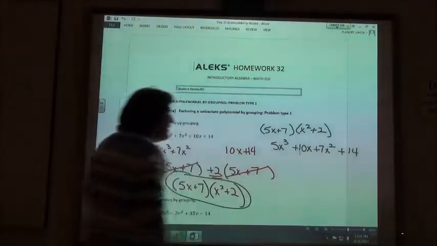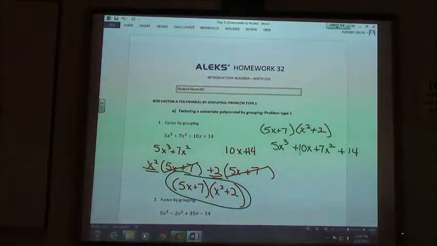Well, that's foiling it, right? Yep, foiling it back out. Check answer. Yep.